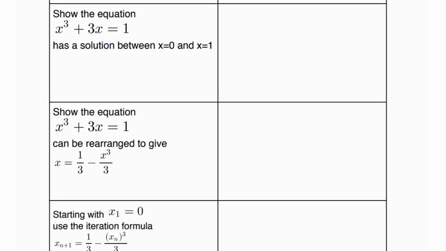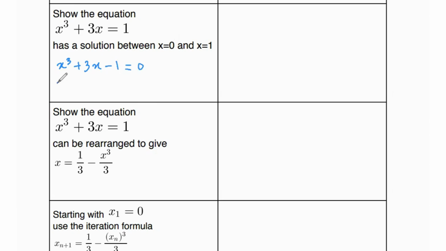Next question says, show the equation x cubed plus 3x equals 1 has a solution between x equals 0 and x equals 1. Whenever you come across similar questions, they mostly have 3 parts. In the first part, they ask you to prove whether there's a solution between 2 given values. Then they ask you to make another equation by rearranging the equation. And lastly, it's about iteration, where they ask you to find values. So in the first case, you bring everything on one side. So we have x cubed plus 3x minus 1 equals 0.